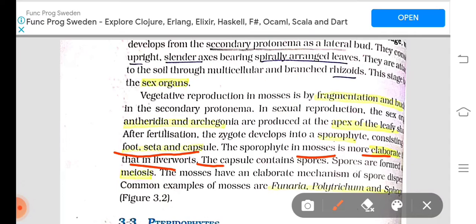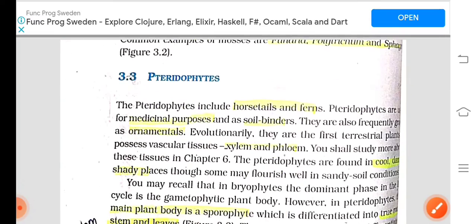Now the capsule contains spores. Spores are formed through the process of meiosis. And the mosses have a very elaborate mechanism of spore dispersion. Examples of mosses I've told you earlier also: Funaria, Polytrichum and Sphagnum.